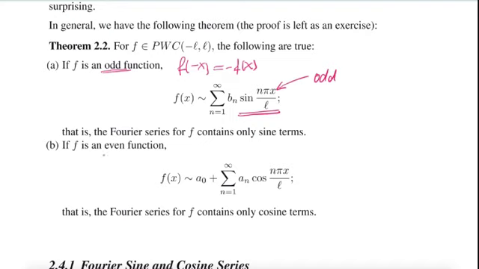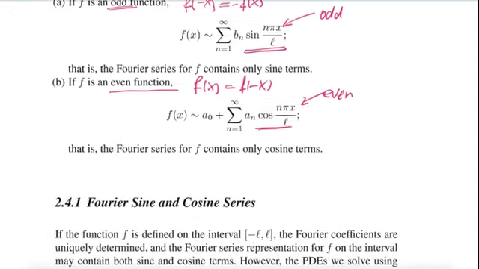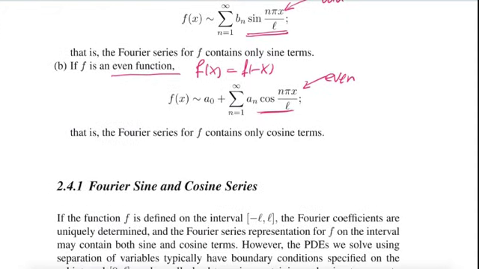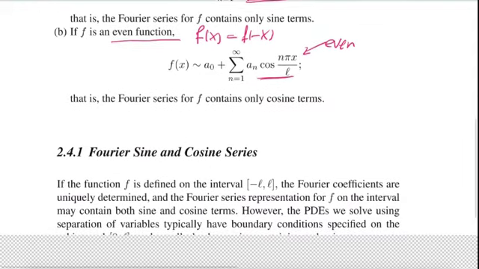And then for even functions, right, even means f of x is f of minus x, then you only get cosine. So the cosine functions are even functions, and they approximate an even function. So it all makes a lot of sense. So these are called Fourier sine and Fourier cosine series.